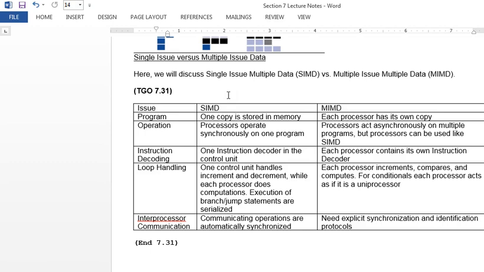Whereas in MIMD, multiple issue, multiple data, processors act asynchronously on multiple programs, but processors can be used like SIMD. So if for whatever reason you felt as though multiple processors need to be allocated to one thread, you could do that in an MIMD system to kind of have it work as a pseudo SIMD, but each local processor is going to have a copy of its own variables. So then you have to worry about cache coherence. So then you're going to have a directory protocol, and then you're going to have a Snoopy bus to keep track of those.